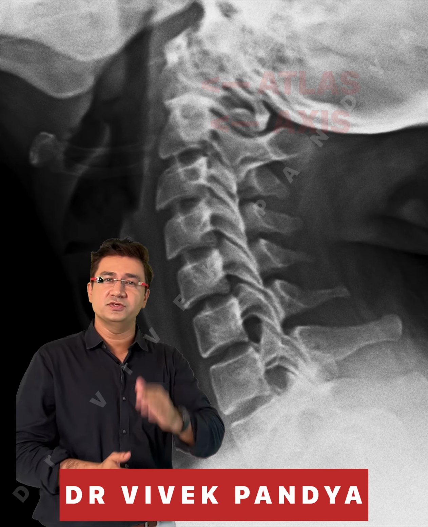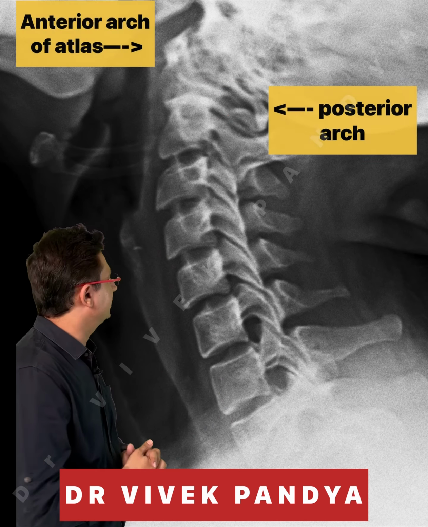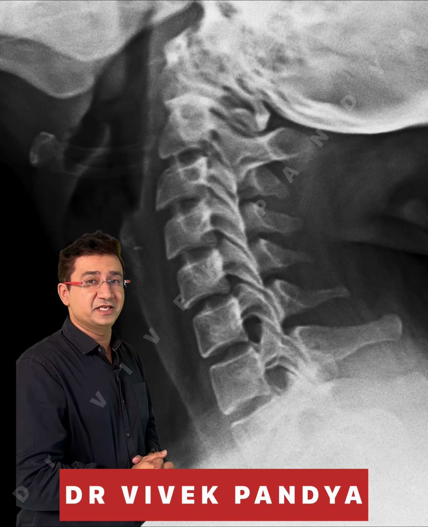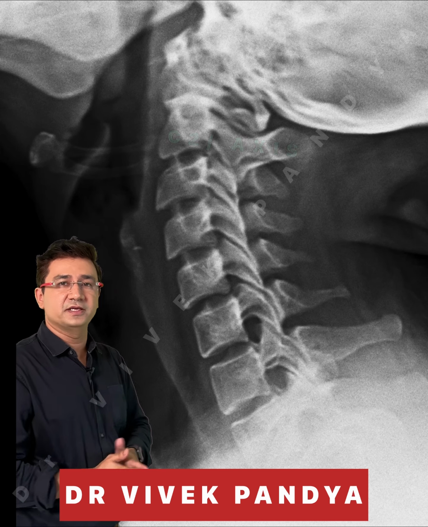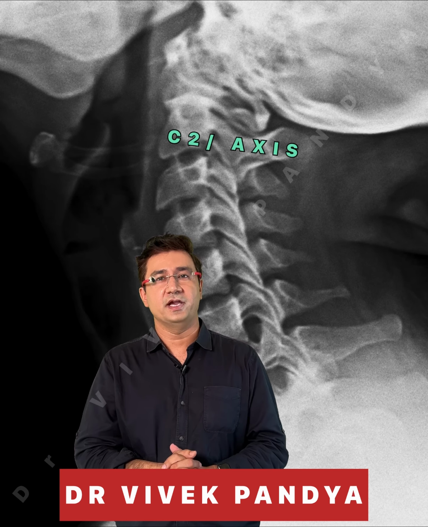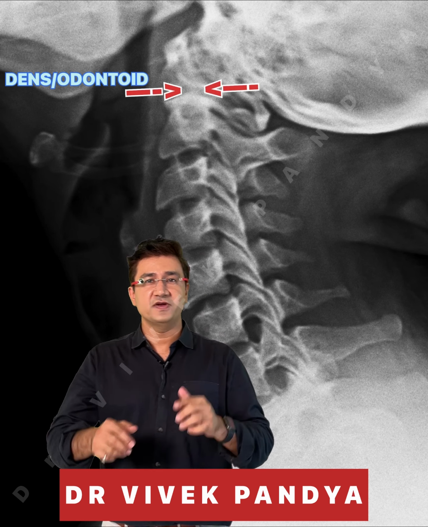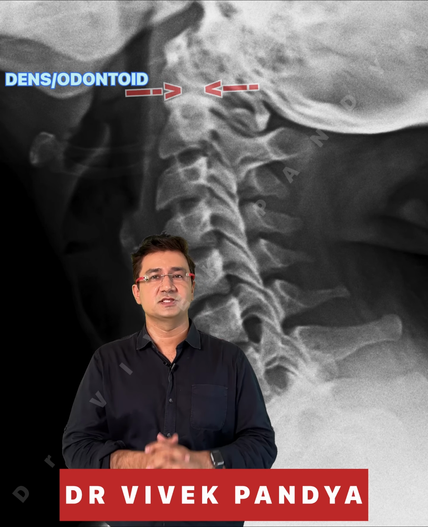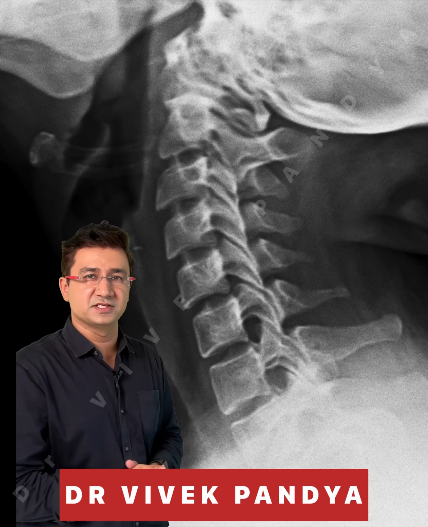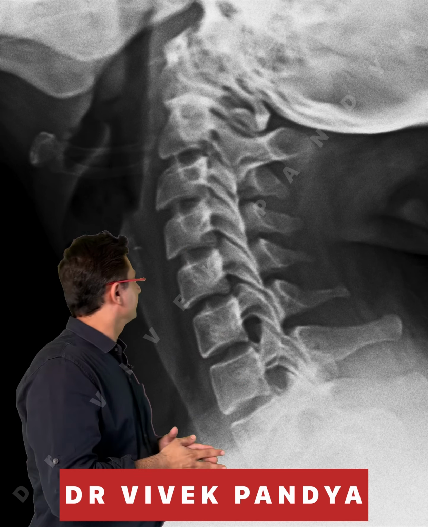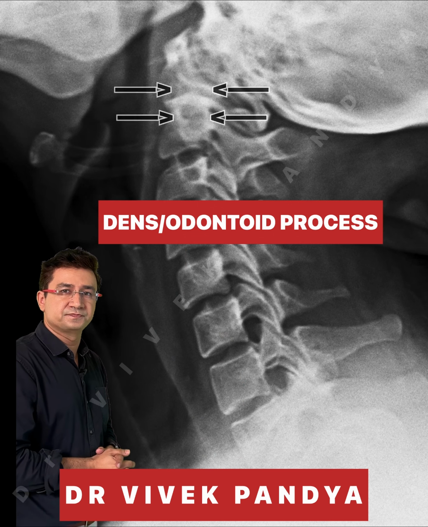The C1 and C2 are also known as atlas and axis vertebra, and the posterior arch and anterior arch of the atlas are seen in the X-ray clearly, as you can see here. Then the second vertebra is also known as axis, and the process of the axis vertebra is known as the odontoid process. So C1 articulates with the C2 vertebra with this odontoid process, and it is also known as the dens of the axis vertebra, that is the C2 vertebra. So here is the dens as depicted in this image.